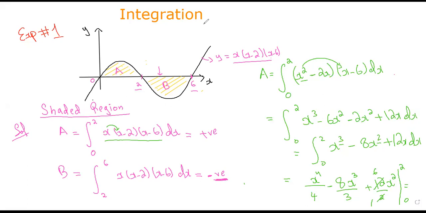Very well done. Excellent, Aditya. It is 20 by 3. Very good. So this is 20 by 3. Very, very good. Now we need to find B.